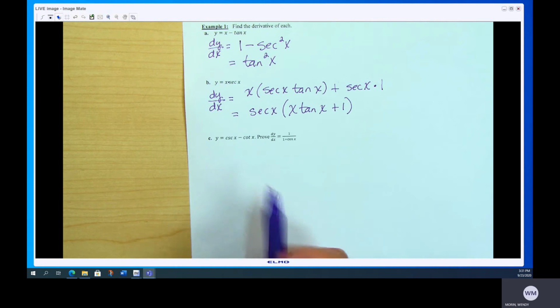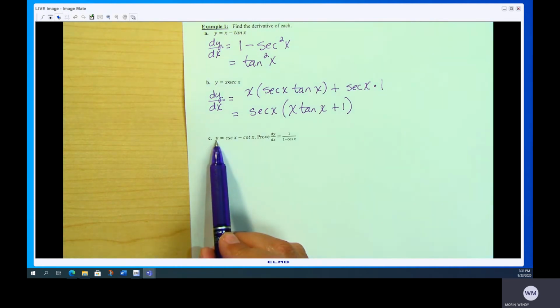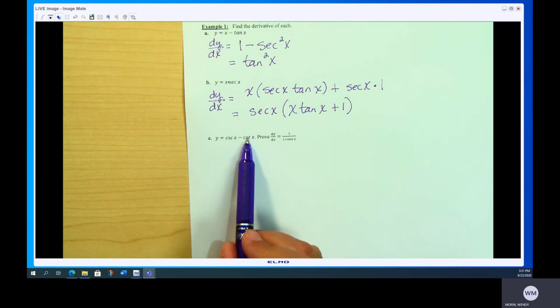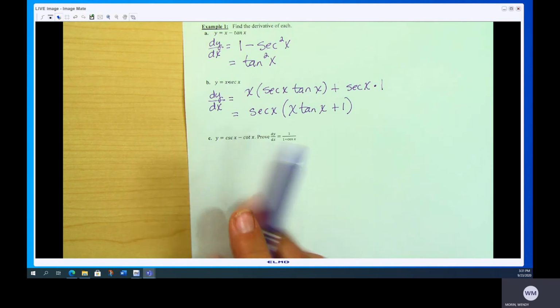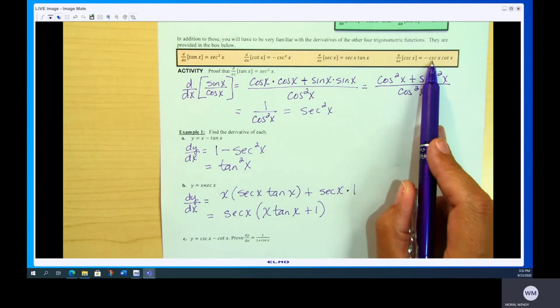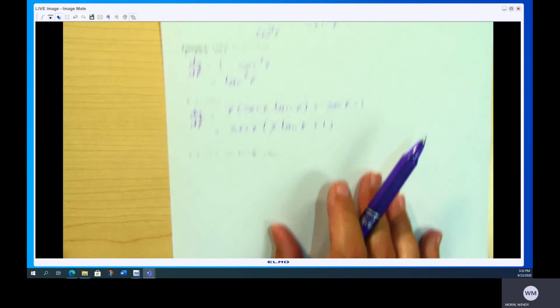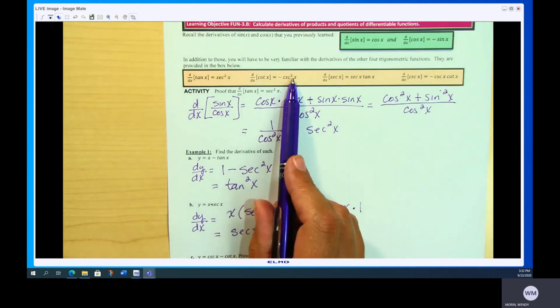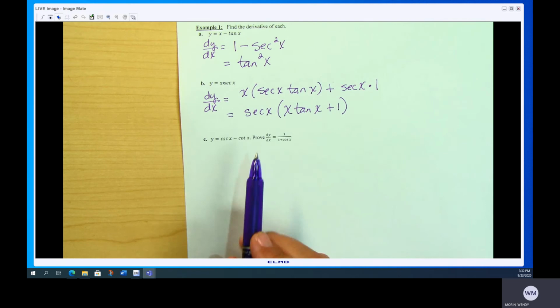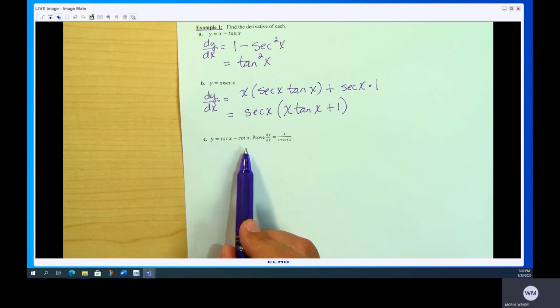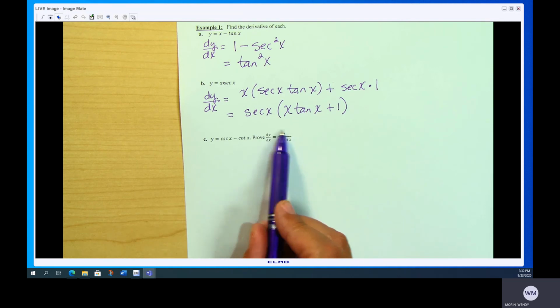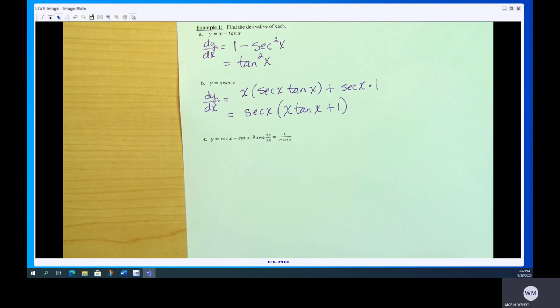Okay, part C, you're going to take the derivative of y with respect to x, cosecant x, that's one of our new ones, negative cosecant x cotangent x, and the derivative of cotangent x, which is negative cosecant squared. Okay, so you're going to use the derivative, and then you're going to use your algebra skills and your trig identities to prove that you can get 1 divided by 1 plus cosine x. And I'm going to leave you to do that on your own.